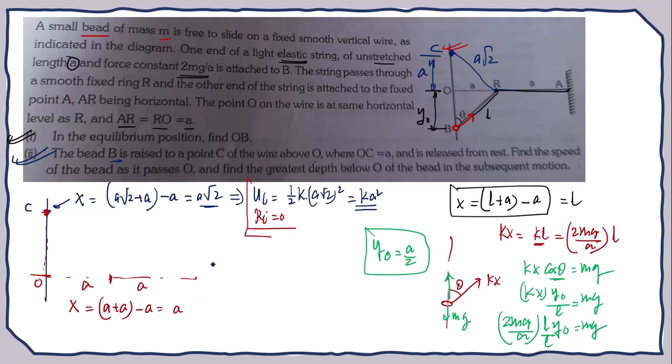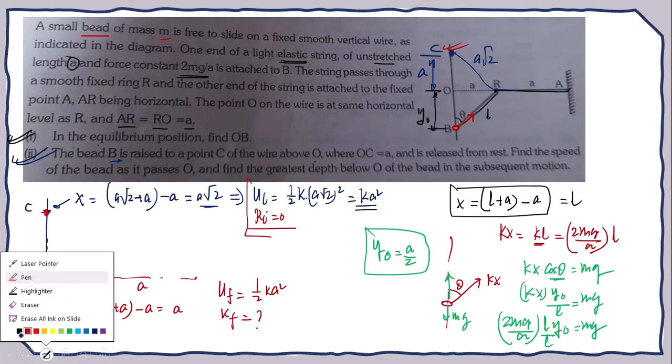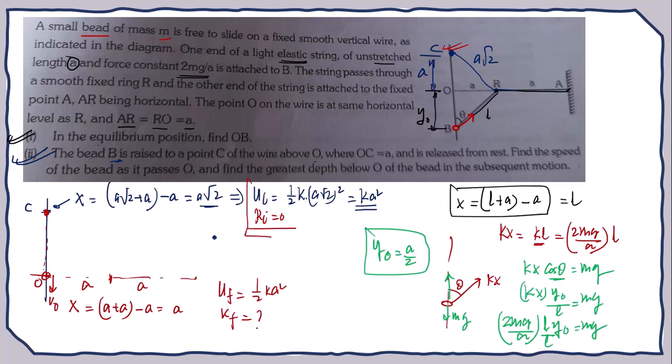So corresponding to that, the final potential energy U final should be equal to half k into A square simply. Now you are asked to calculate the K final, because the bead is passing through the point O. Let us say it is passing with velocity V0. If I use the energy balance equation, I can write k A square plus 0 should be equal to k A square by 2 plus K final. So K final equals simply k A square by 2.